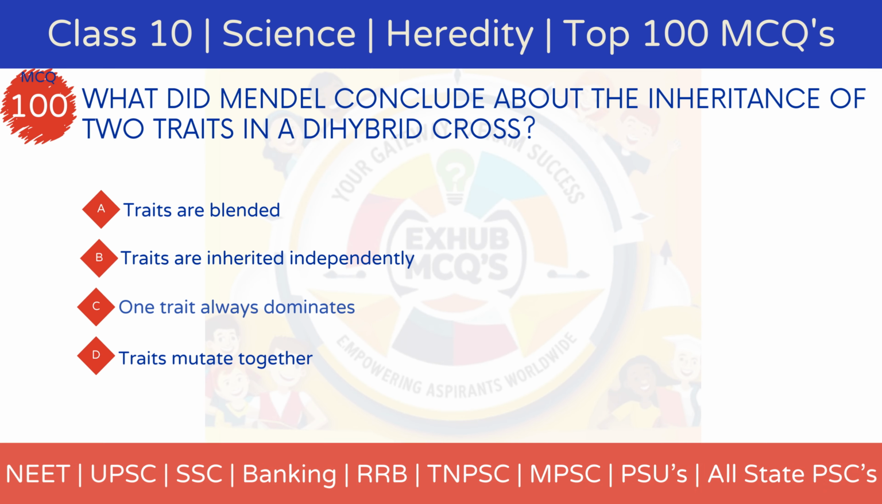100. What did Mendel conclude about the inheritance of two traits in a dihybrid cross? Option A. Traits are blended. Option B. Traits are inherited independently. Option C. One trait always dominates. Option D. Traits mutate together.